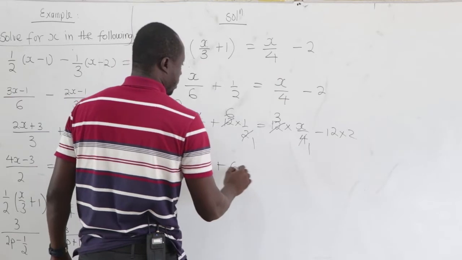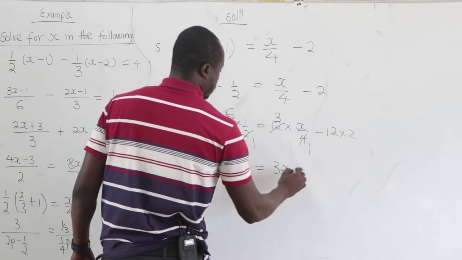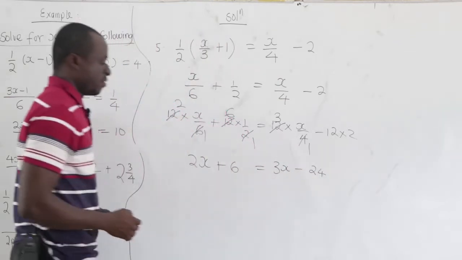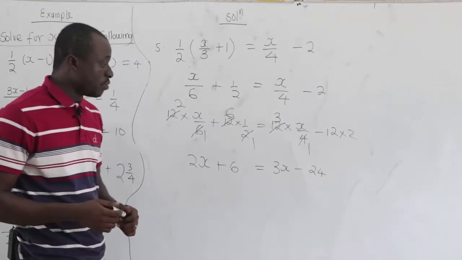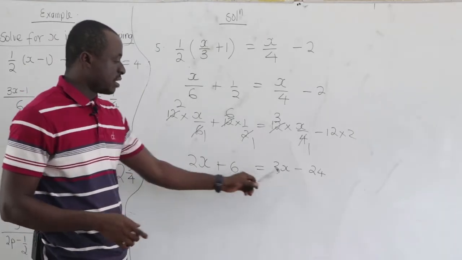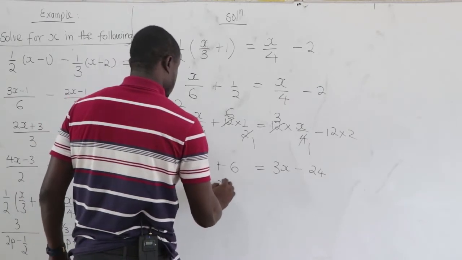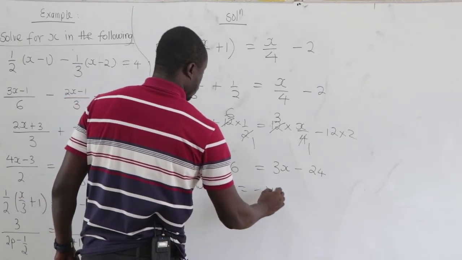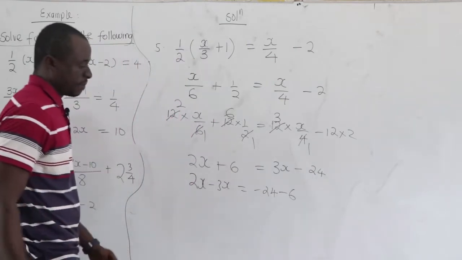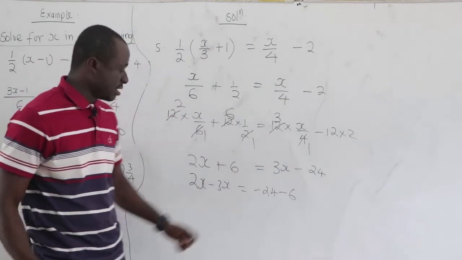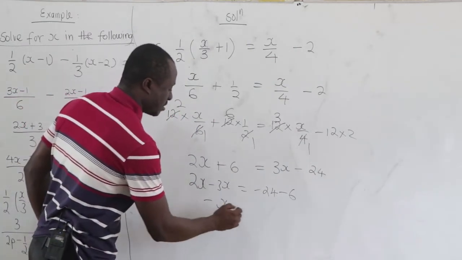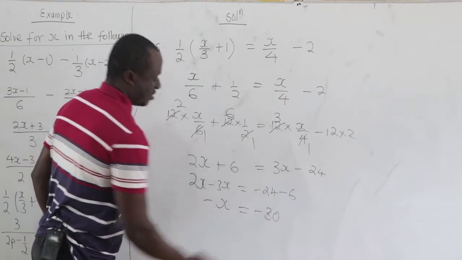So what do you have? 2x plus 6 equal to 3x minus 24. From here, what do we do? We group like terms. We have 2x, 3x. So this will come here. So we have 2x minus 3x equal to negative 24 minus 6. Now, what is 2x minus 3x? This is negative x equal to negative 30.